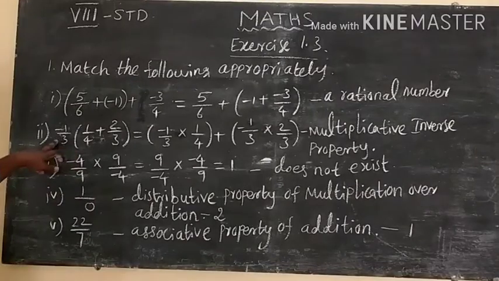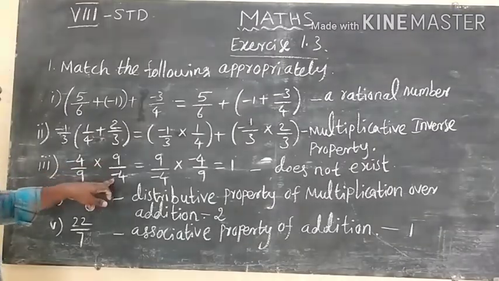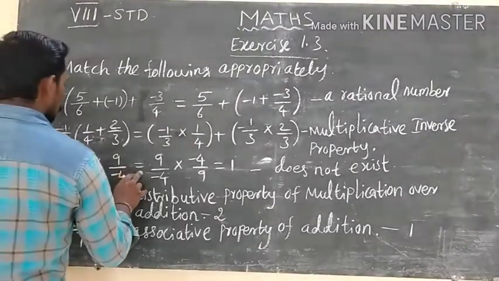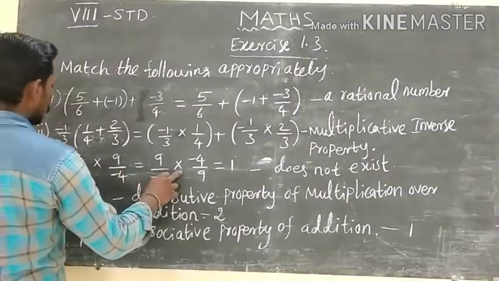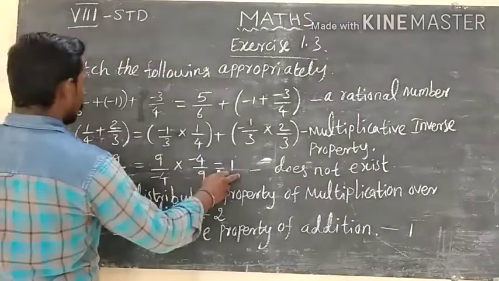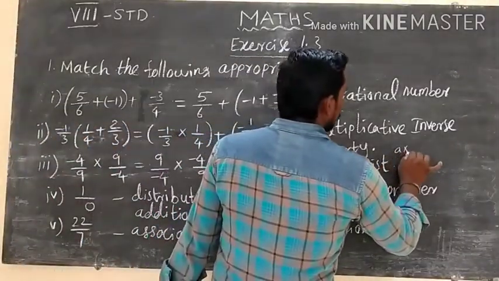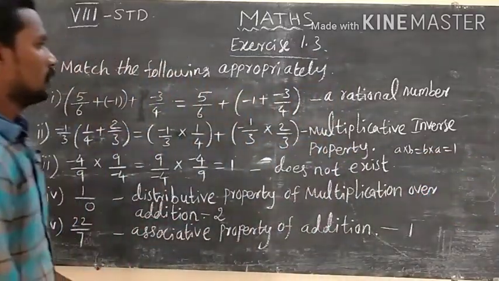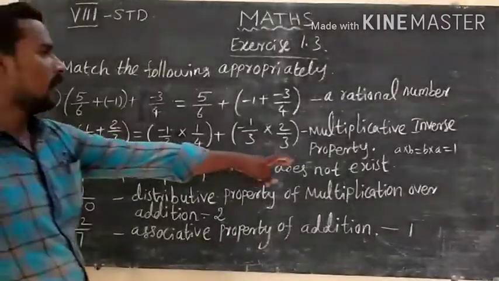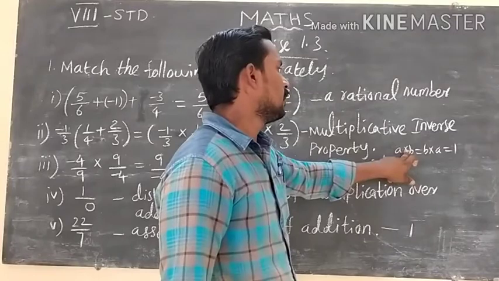Are you clear? Then the third question, minus 4 by 9 into 9 by 4, which is equal to 9 by 4. First comes the second value into minus 4 by 9 equal to 1. This looks like A into B equal to B into A equal to 1. Okay. What is this result? This is multiplicative inverse property. A into B. Multiplication inverse property.